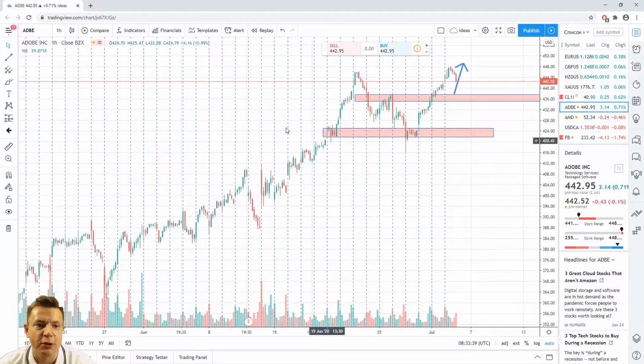Another idea was in Adobe. I recommended you long Adobe. My first target was around 445. As you can see, in the previous session, price hit my first target around 445.